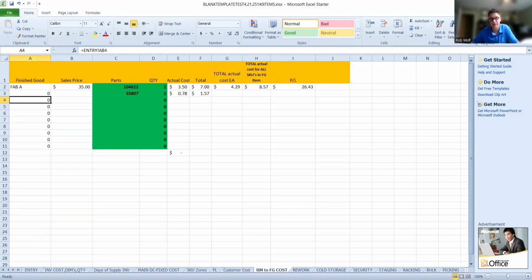Last but not least is the raw materials to the finished goods. That's where I enter this information, and I'm able to see that this finished good item was actually a $26.43 profit, not $35 minus that bit. Anyway, so let me go back.